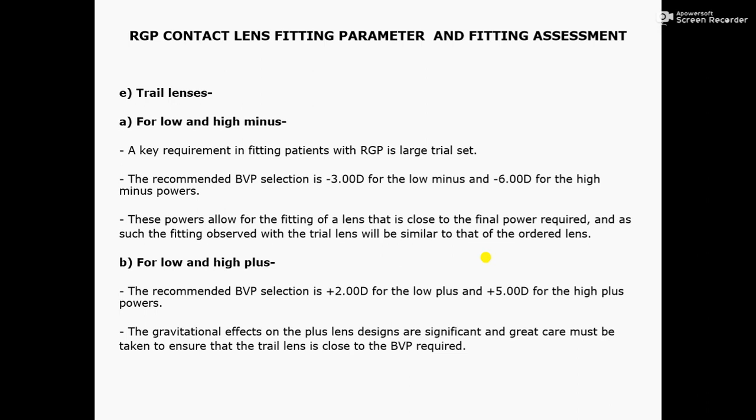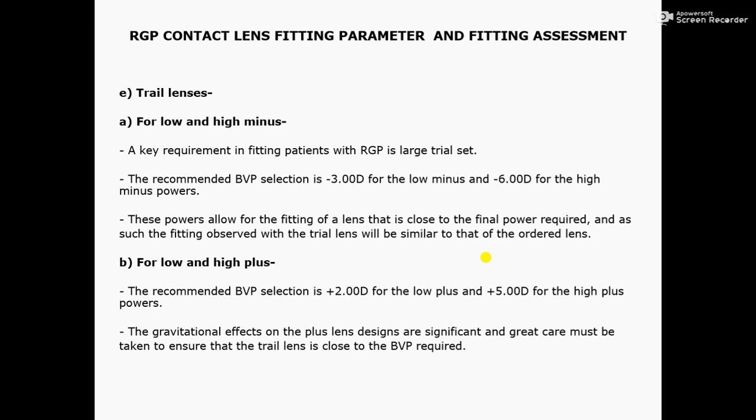Number B, for low and high plus power. The recommended back vertex power selection is +2 diopter for the low plus and +5 diopter for the high plus powers. The gravitational effects on the plus lens designs are significant, and great care must be taken to ensure that the trial lens is close to the back vertex power required.